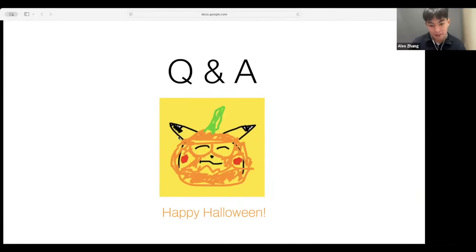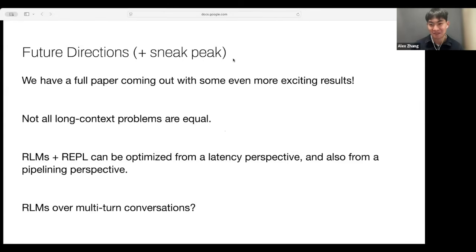Yeah, so Paul asked, basically, whether there are some cases where just feeding the input into the language model is better than using an RLM. Yes, this is a very good point. As a sneak peek for our actual paper, one of the things we're studying right now is whether we can characterize long context problems, because not all long context problems are equal. The paper will come out pretty soon, but we have a way of characterizing long context problems.